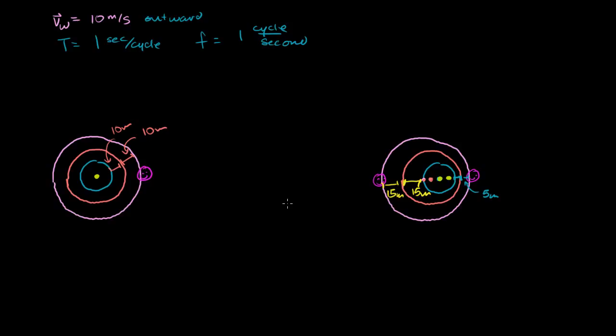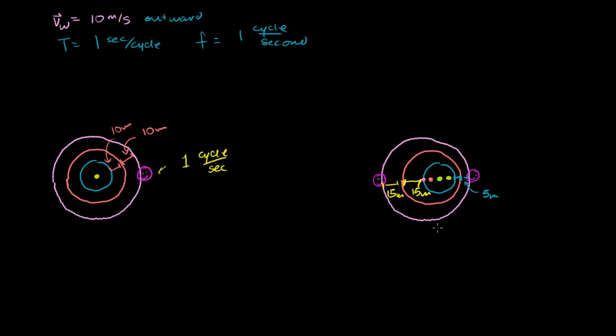Now, what's going to be the perceived frequencies for this? Well, this guy has one crest passing him right now. It's going to take exactly 1 second for the next crest to get to him because it's traveling at 10 meters per second. So he is going to perceive one crest, or one cycle per second, or a frequency of 1 hertz, which makes sense. They're both stationary relative to each other. And we're also talking about classical physics. We're not getting into relativity and all of that. But the observed frequency is the exact frequency that was emitted by this guy right there.